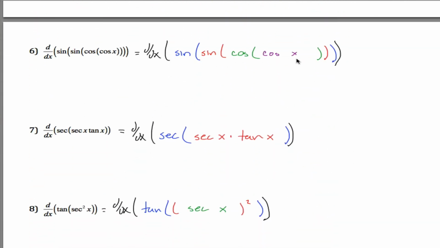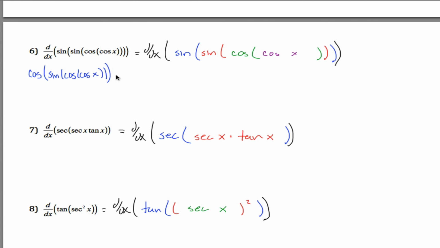Okay, again, 4 different layers of functions. So you see blue, red, green, and purple. The outermost is the blue. So you first take the derivative of the blue. The derivative of sine is cosine, so I get cosine of a bunch of stuff. I'm going to be lazy. Sine of cosine of cosine of x.